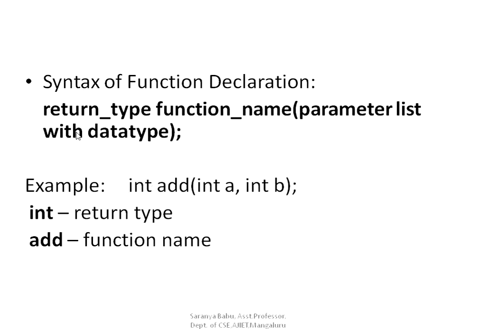So int add(int a, int b). Int is the return type I said. That means this particular function, what is the function name? Add. So this function is going to return some value of integer data type. That is why it is called the return type. Then what is int a, int b? Those are the parameter list. So is it clear? What is the syntax of function declaration? Return type, function name, parameter list with data type.